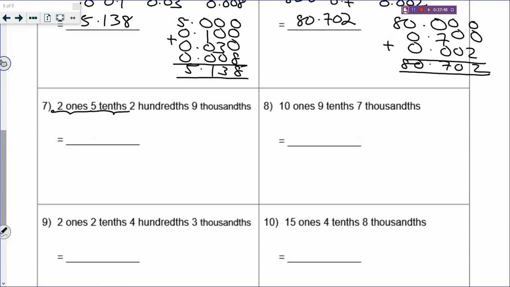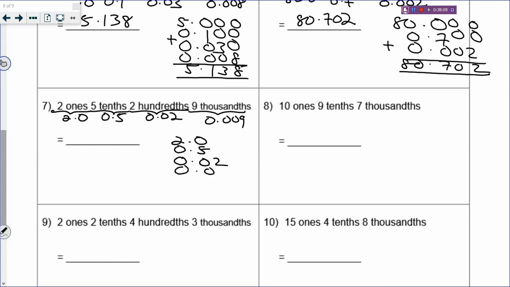So you have 2 ones, 2.0. 5/10 will be 0.5. I hope you got all this correct. 200 is 0.02. 9000 will be 0.009. Once you get all this correct, the next step is to add them all together: 2.0, 0.5, 0.02, 0.009, and add them. Don't forget to put the zeros in the blank spaces.